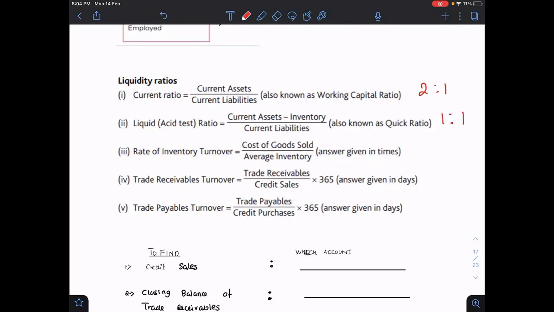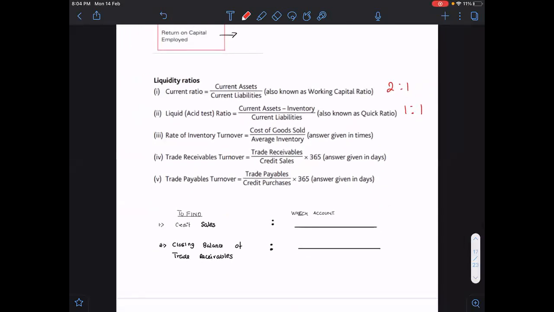Trade receivable turnover, trade receivables upon credit sales into 365 to get days. Trade payables turnover, trade payables upon credit purchases into 365. यही टर्नओवर अगर मुझे टाइम्स में आंसर चाहिए तो I will just reverse the formula. If you want answer in times you just have to reverse it, and if you want answers in days, you just follow the name, write the formula and multiply with 365.